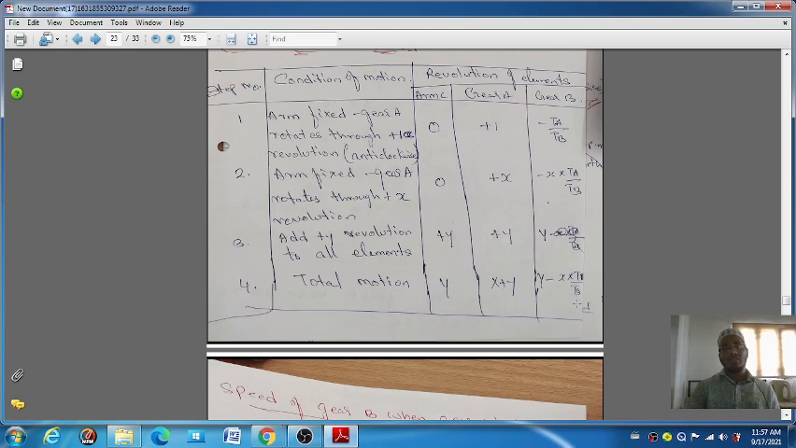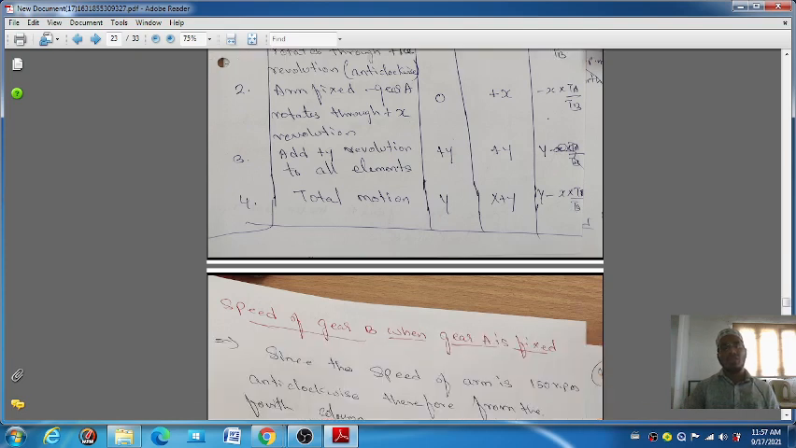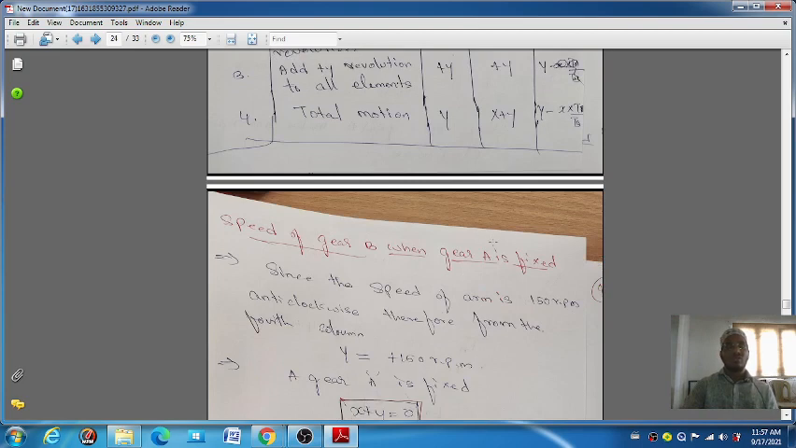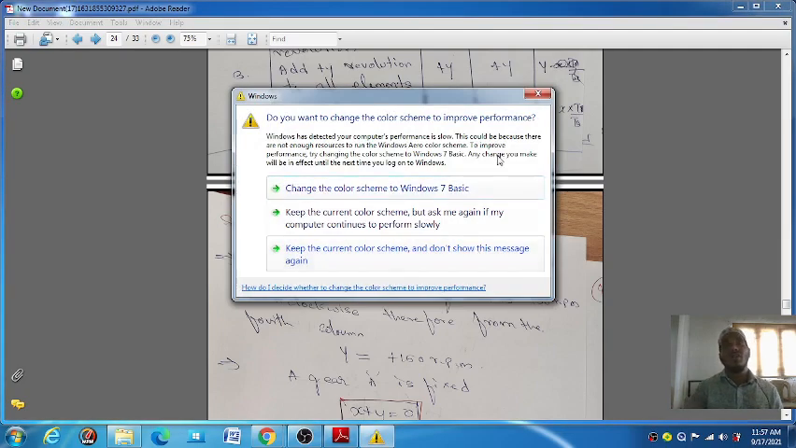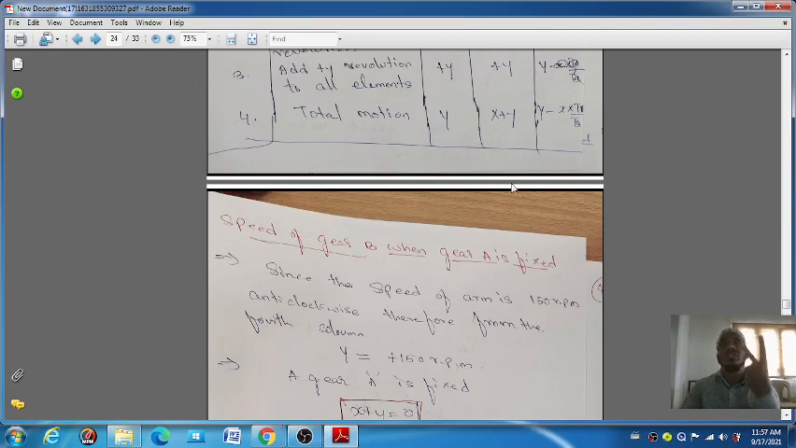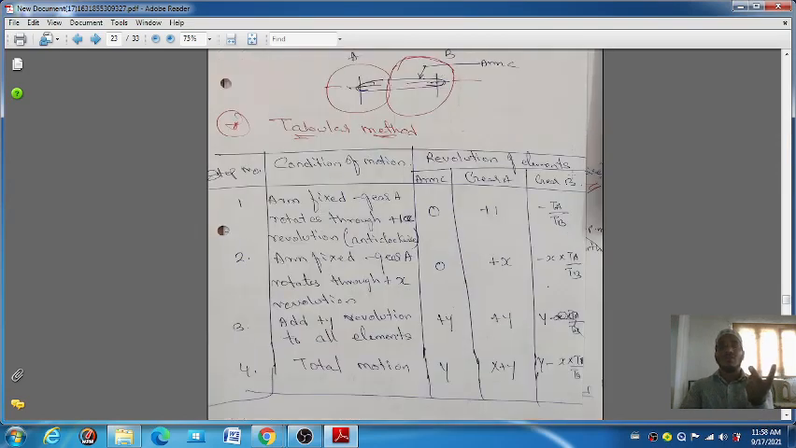by TB. Then the question asks you to find the speed of gear A when gear A is fixed. This is the first condition. The second condition asks for the speed of gear B when gear A makes 300 rpm in the clockwise direction. Two conditions are given to find the speed. Okay, you can see here.